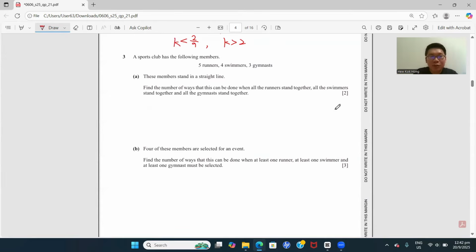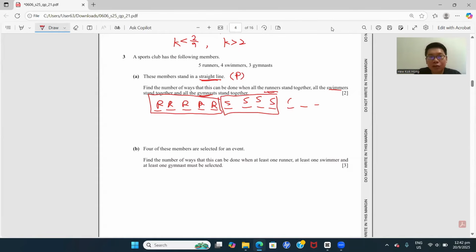That's all. Patrick, a sports club, has the following members. These members stand in a straight line. So we confirm it is permutations. Find the number of ways this can be done when all runners are together, swimmers together, gymnasts together. 5 runners together, swimmers together. The last 3 gymnasts also together. So we count 5P5, 4P4, 3P3.